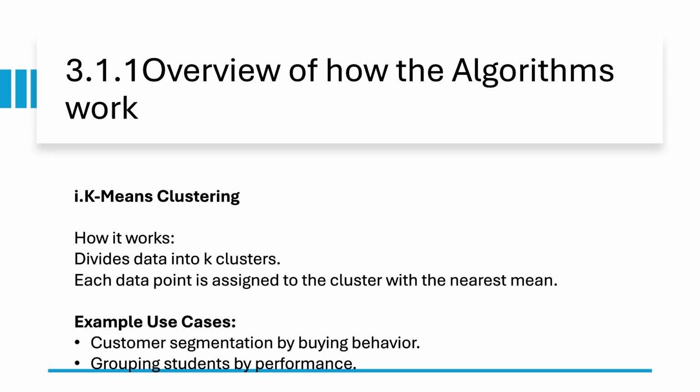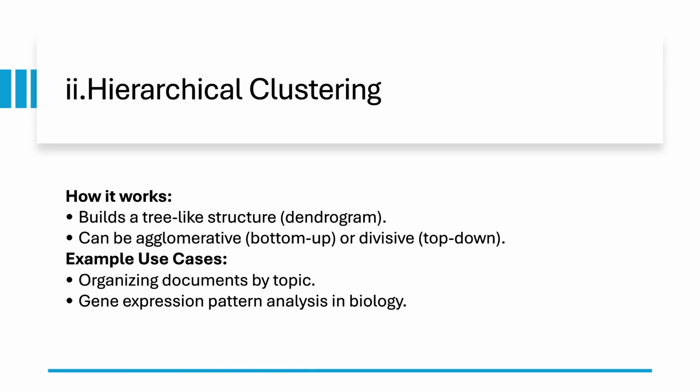The k-means clustering works by dividing data into k clusters. Each data point is assigned to the cluster with the nearest mean. Example use cases include customer segmentation by buying behavior, and grouping students by performance. The hierarchical clustering algorithm works by building tree-like structures, which are called dendrograms. This can be done as agglomerative, that's from the bottom up, or divisive, from the top down. Example cases include organizing documents by topic or gene expression pattern analysis in biology.